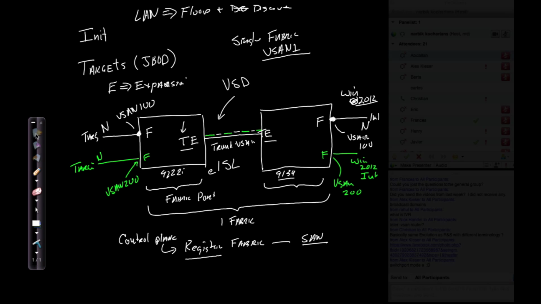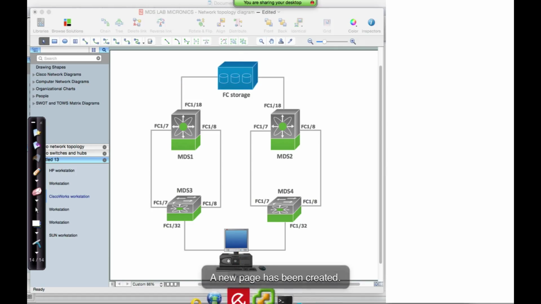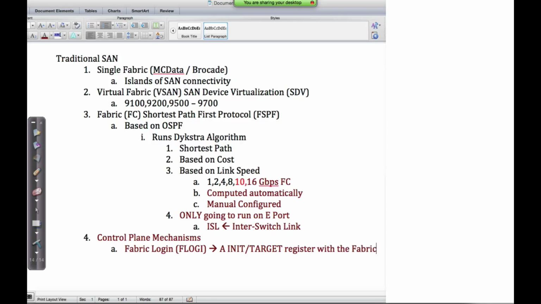Well, what are those control plane mechanisms? We've already talked about them. The control plane mechanisms that we're going to be discussing, I'm going to go back to my sheet. The control plane mechanisms in traditional networking are what we called the fabric login, which is referred to as a FLOGI. And a fabric login is where an initiator or a target is going to register with the fabric. Now, by fabric, I'm talking about the switch that it's connected to.